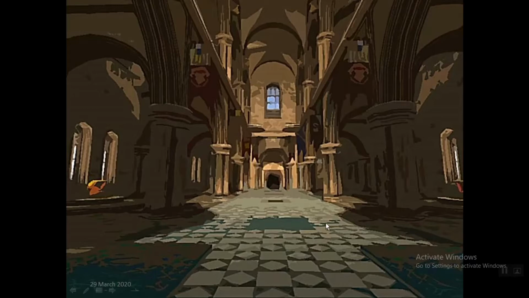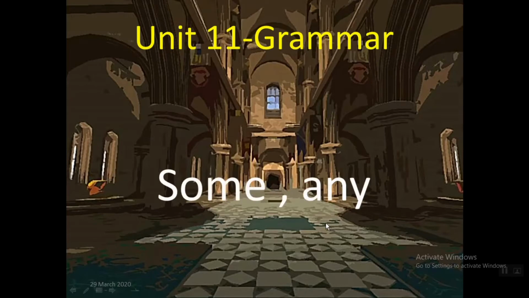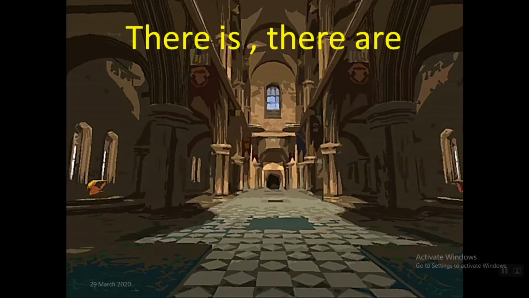Today, inshallah, we are studying Unit 11, Grammar. Our grammar in this unit is about using some and any. We are going to use some and any with there is and there are. Do you remember there is and there are? Do you remember the difference between them? How about watching a video to remember the difference between there is and there are? Let's go.